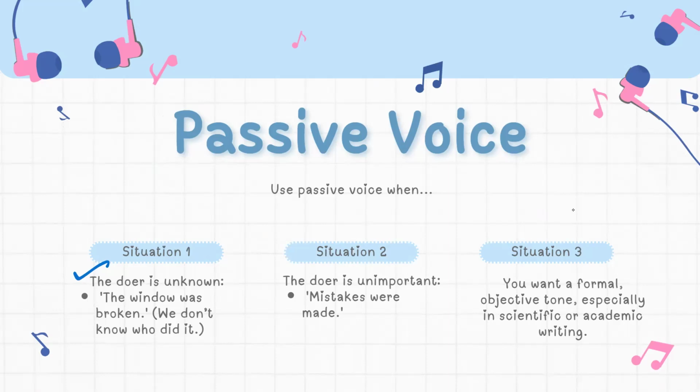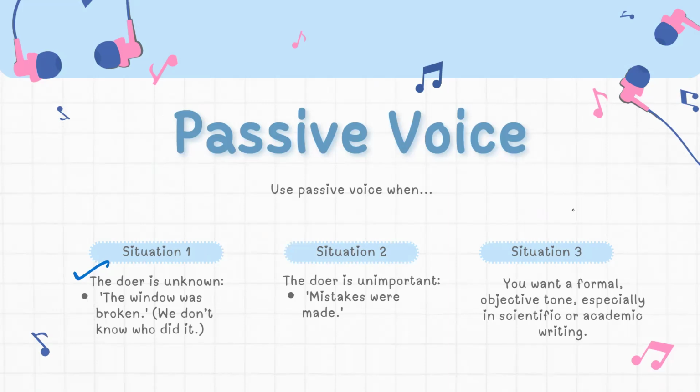You don't want to mention the person who has done the action, or you feel like the doer of the action is unimportant in the sentence. Then you will be using passive voice. For example, mistakes were made. Made by whom? Is it important in the sentence? No. Actually, mistakes were made is the most important thing that I wanted to mention to my audience. So I have written mistakes were made.